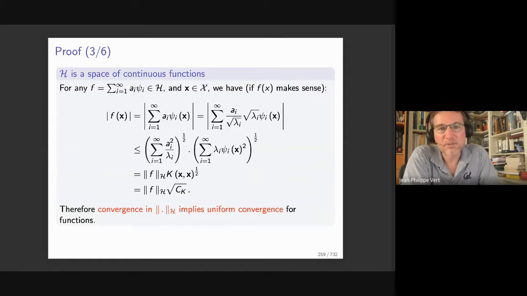Right, so this implies in particular that convergence in the norm in H implies uniform convergence, because we have the supremum norm, so the infinity norm of f, bounded by the norm of f in H times C_K.